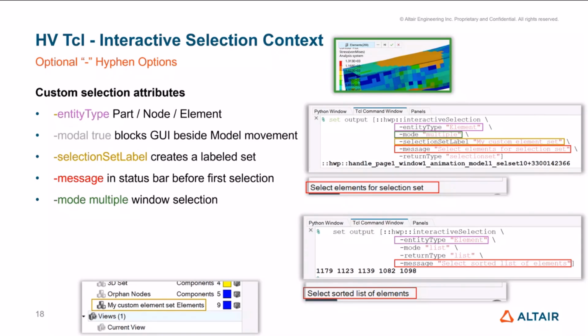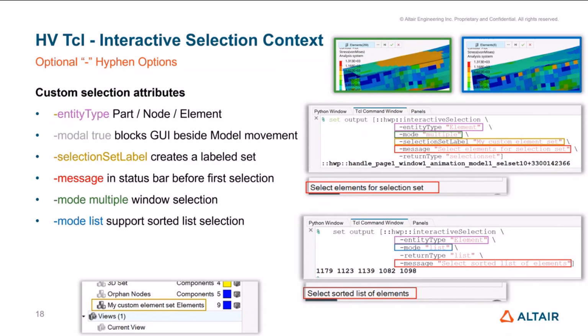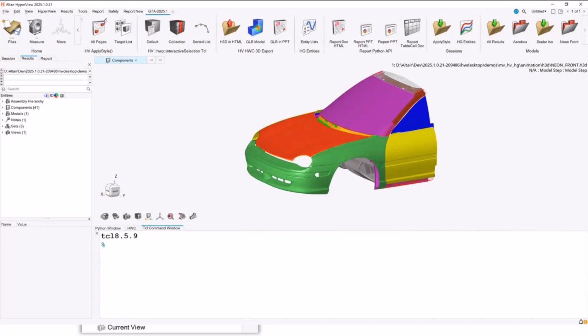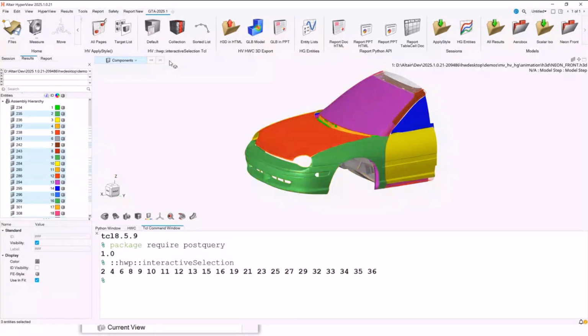For multiple selection, I have window selection and advanced selection. I can have lists, sorted lists, or single selection. And as return type, if I want a selection set, if I have a huge list, that's obviously much faster to handle then. Or by default the return type is list. I have to go here and obviously I have to do the package require. And when I use the commands here, then it starts and I click with defaults and I got the list.